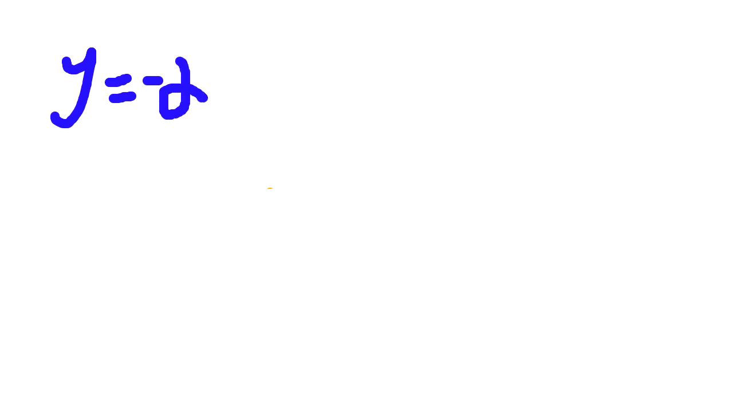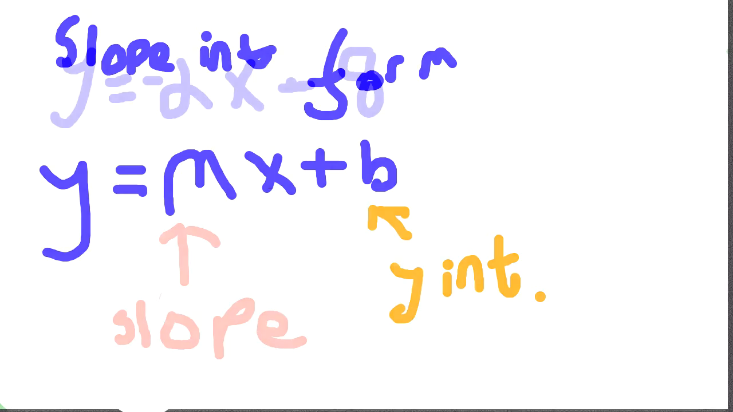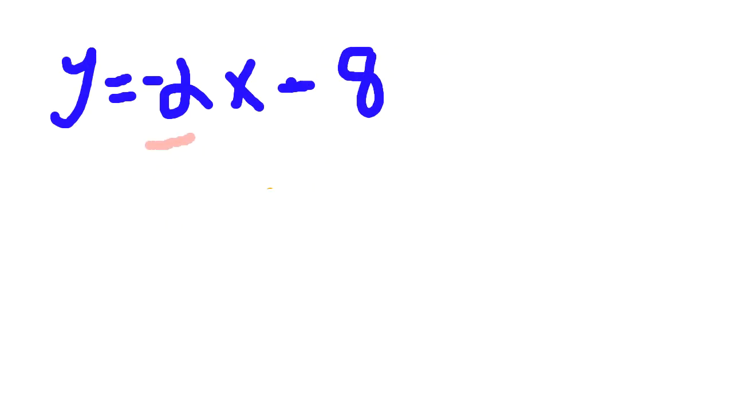Like I said, if I'm going way too fast, rewind the video and just watch it again. Alright, so let's do one. y equals negative 2x minus 8. Alright, so once again, literally the number in front of the x is negative 2. The number in front of x is the slope. It's literally that easy. So m equals negative 2.